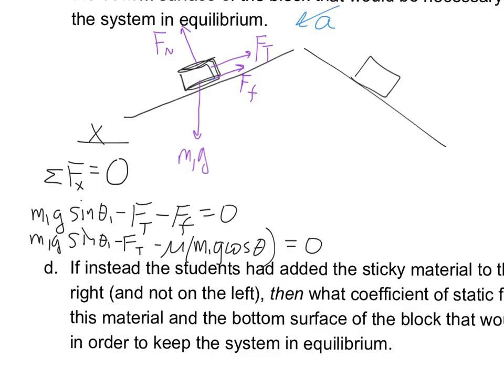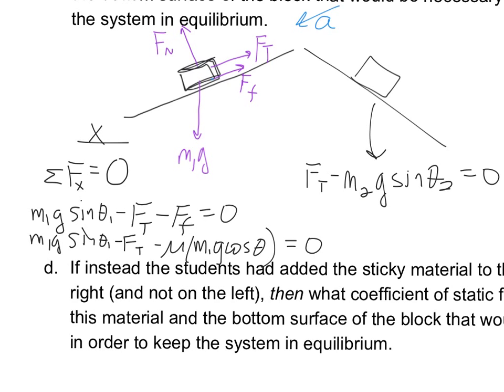For the other block, I still have the equation ft minus m2g equals, instead of in this case ma, it's also 0. Both blocks are in equilibrium. And I made a mistake, sorry. It's not m2g, it's m2g sine theta 2 equals 0.